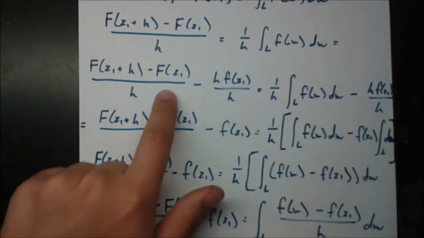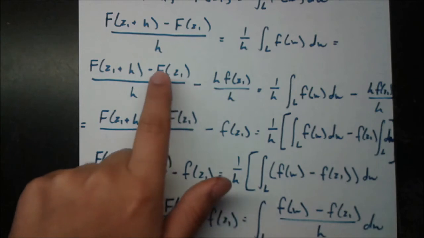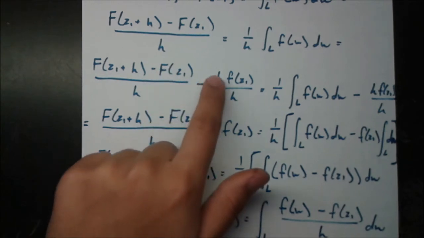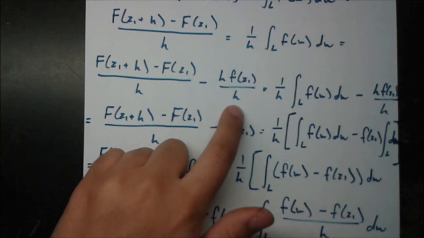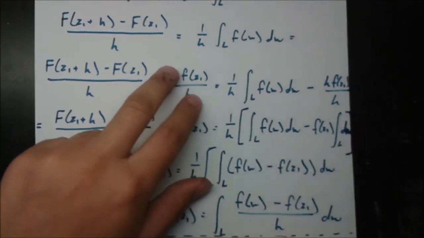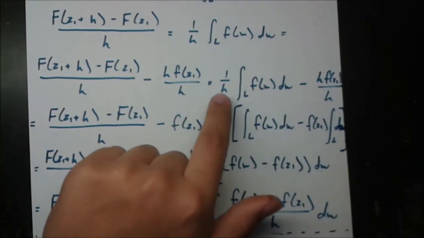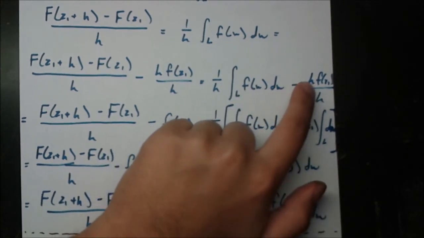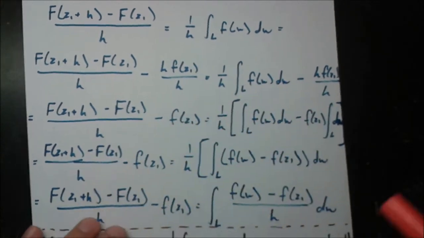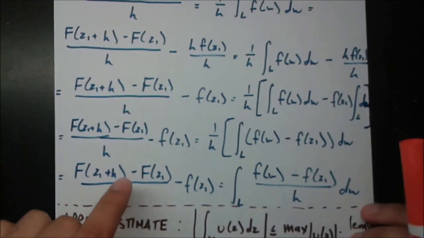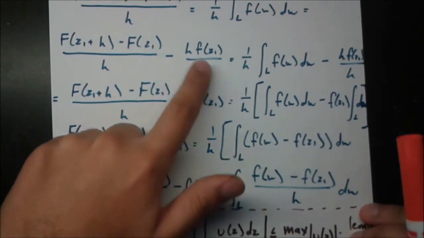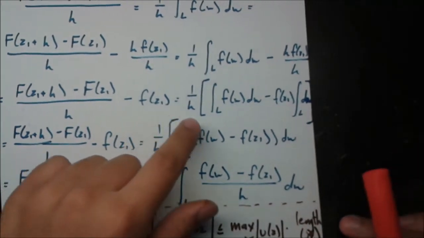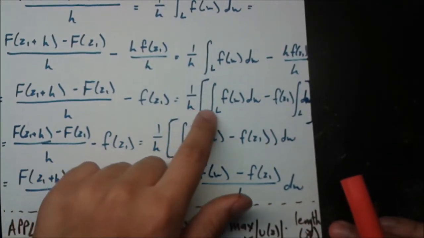Now we're going to do something weird, which will make sense in a second. We're going to subtract from this, we're going to subtract h times f of z1 over h. So we're putting two h's, but it's important on this side. So here we have 1 over h times this minus h times f of z1 over h. Okay, so now what do we do? Now this side we can take the h's away. We can just put f of z1 equals 1 over h times this integral.